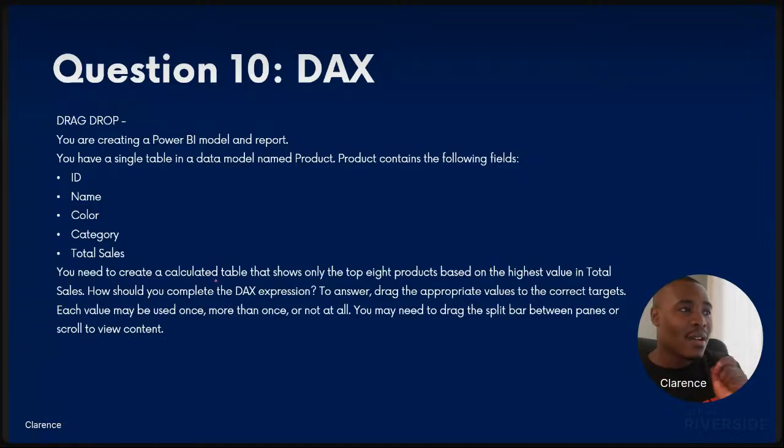So now, very important, create a calculated table that shows the top 8 results. Very important. So top 8 results, product based on the highest value. It's another keyword, highest value, right? So they want to see the top 8 results, highest value, in the total sales.